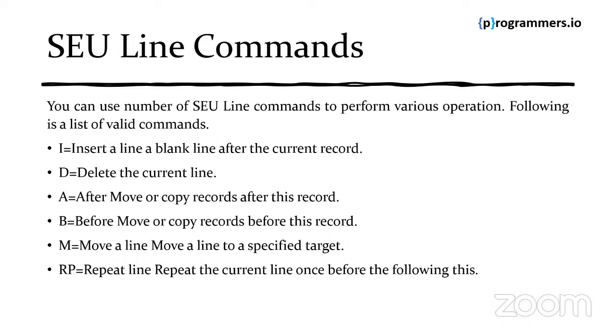Whenever you copy a line of code and want to paste it before or after any line, for after you can use the A line command, and for before the line you can use B. Then the M line command lets you move any coding line to a specific target and paste. The next one is RP. Whenever you need to repeat any coding line or statement, you can use RP. If you want to repeat the same line multiple times, you can use RP and give any number.